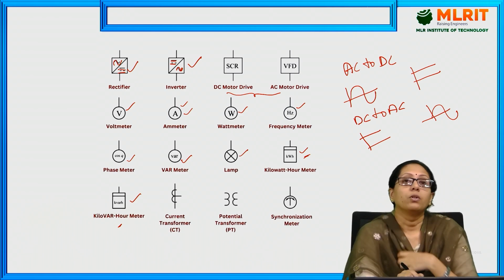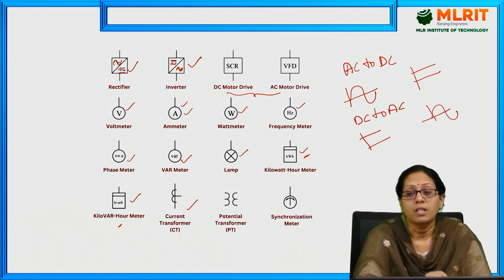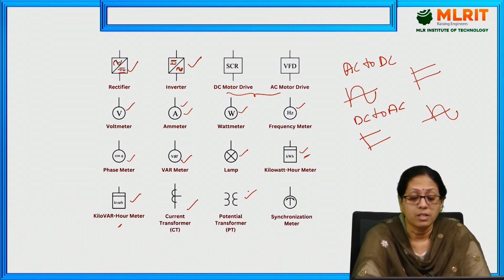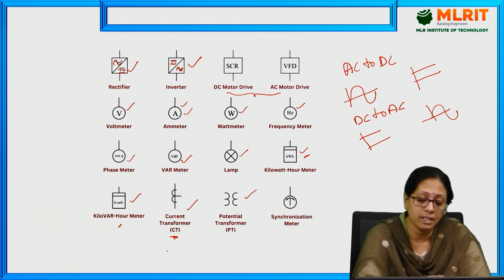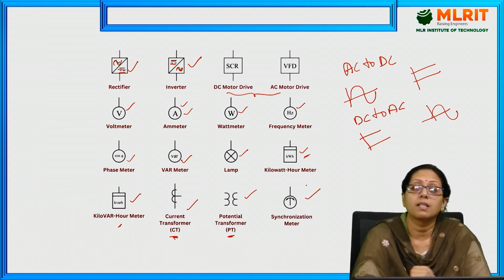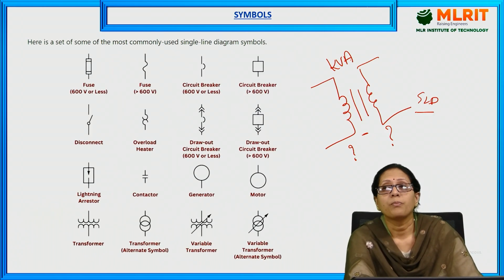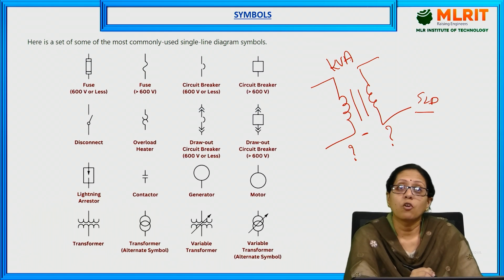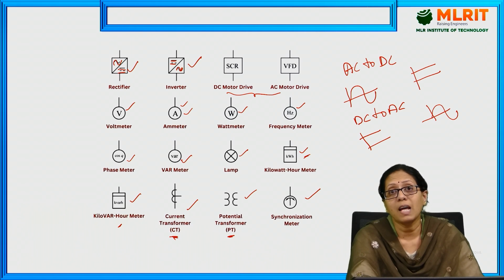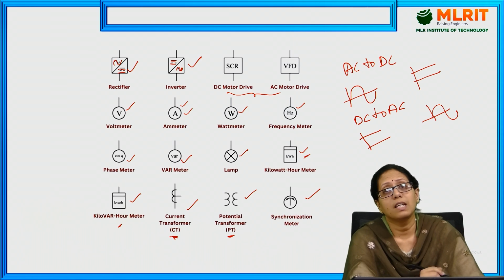So here you can see the different meters and this is one more thing, that is current transformer. This is potential transformer. One more name for current transformer is CT and for potential transformer another name is PT. So these are the symbols for CT and PT and this is the symbol of synchronization meter. So in your first picture you can see different types of protection devices and in your second picture you can see different types of meters and that you can represent in the single line diagram.